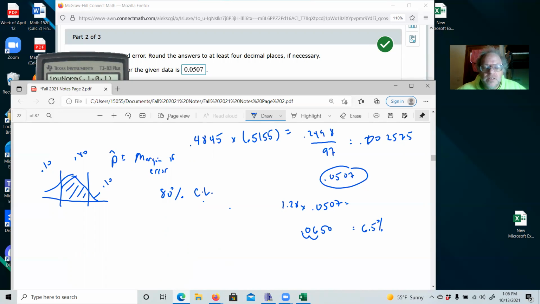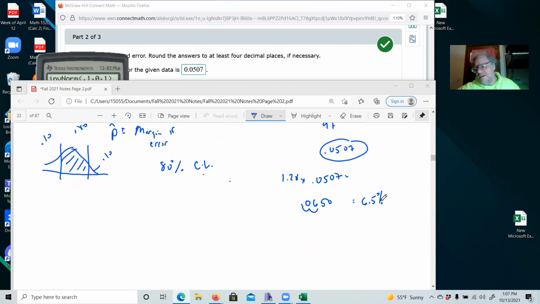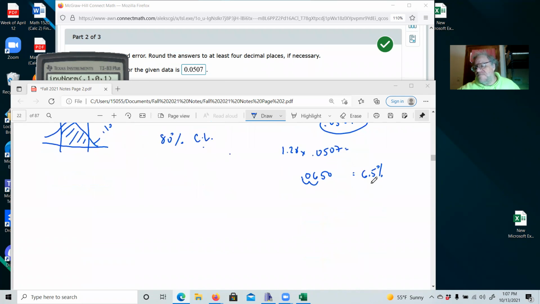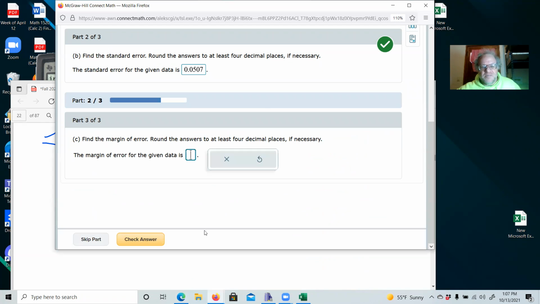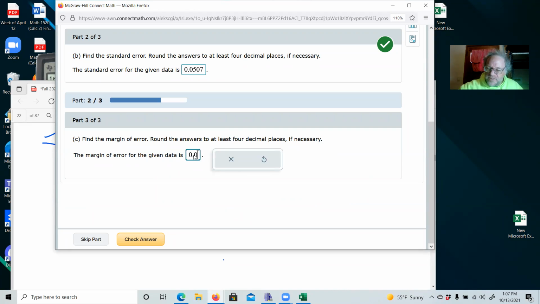All right, so there we go. 6.5% is my margin of error. Whatever proportion I have, in this case it was almost 48%, give or take 48%, plus or minus 6.5%. So 48.5% plus or minus 6.5%. That's how you should be looking at this. So my margin of error for the given data is 0.0650.